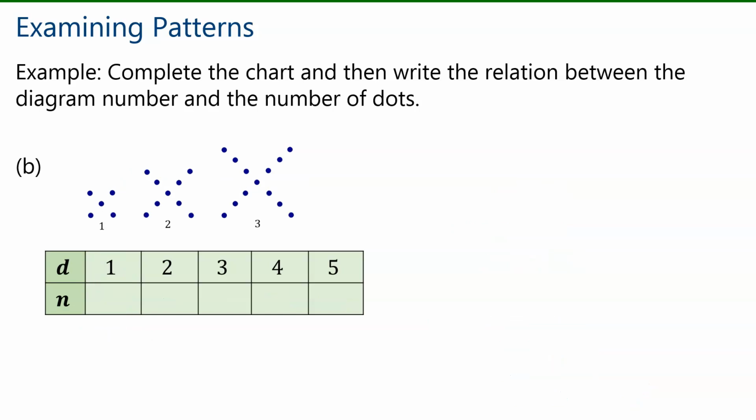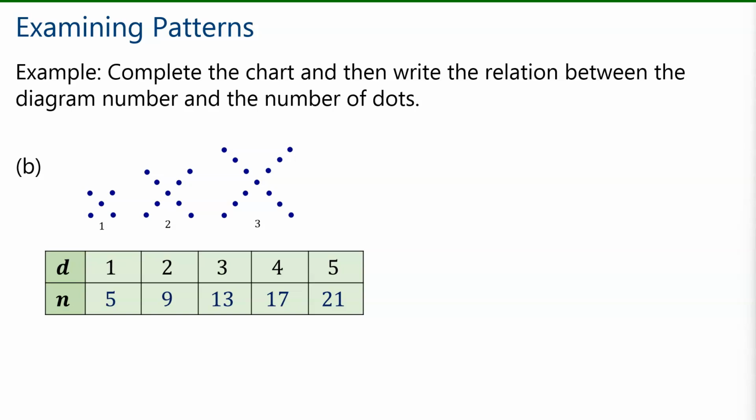Let's run through this process again with some different diagrams. So I see that in the first diagram, I count 5 dots. In the second diagram, I count 9. In the third diagram, I count 13. So you can continue the pattern by drawing some more diagrams, or if you just look at the n values, you might notice that they all increase by 4. So that means in the fourth diagram, there should be 17 dots, and in the fifth diagram, 21.